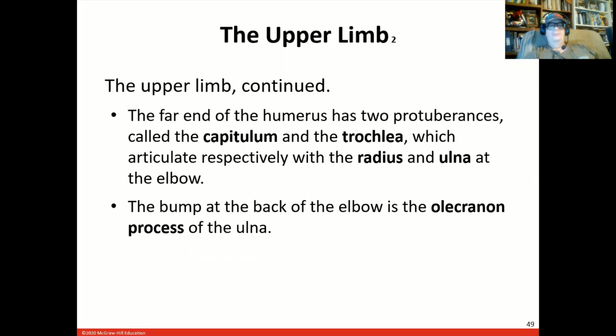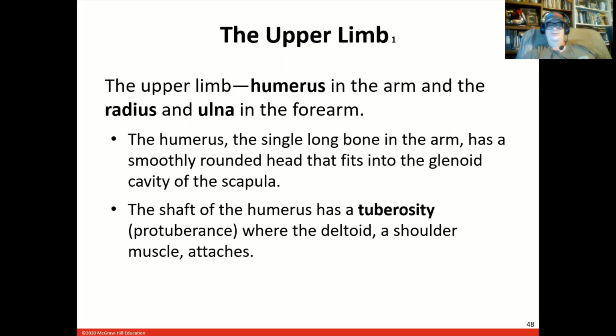The upper limb, continuing, the far end of the humerus has 2 protuberances, the capitulum and the trochlea, which articulate with the radius and the ulna. And the bump on the back, which I just talked about, that's your olecranon process. All right, so those are some bony landmarks to know: the capitulum, the trochlea, the olecranon process, and the tuberosity.